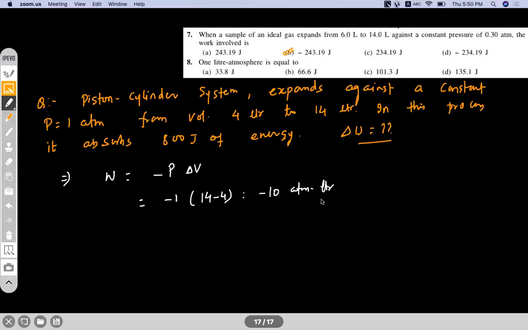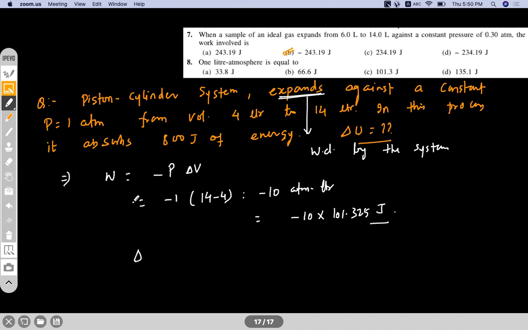Since the energy is given in joule, we have to convert this to joule, and that would be minus 10 into 101.325 joule. Okay. Now this delta U, because it is expansion, whenever you have cases of expansion, it is work done by the system. Expansion means work done by the system.